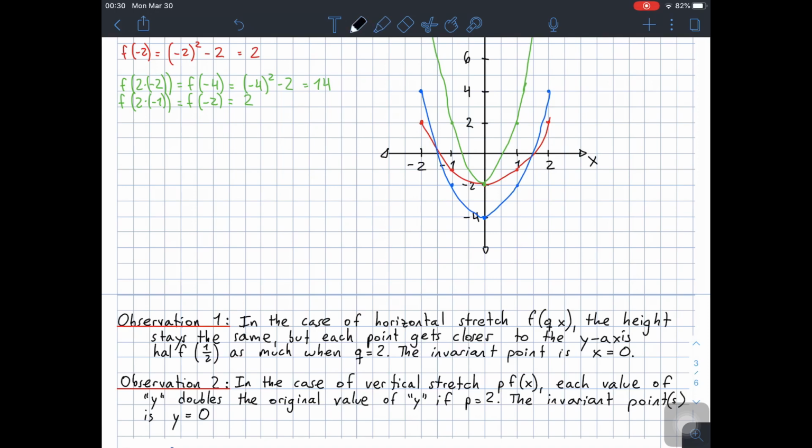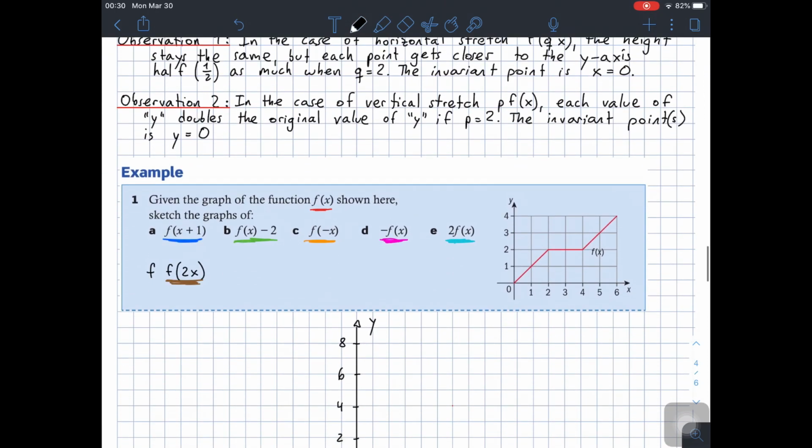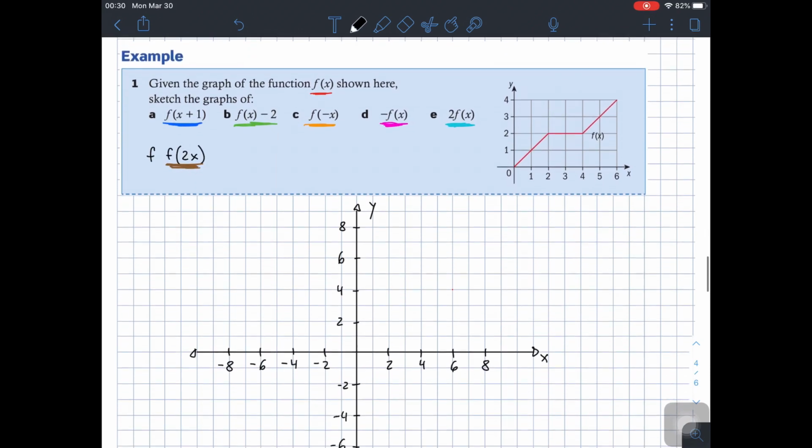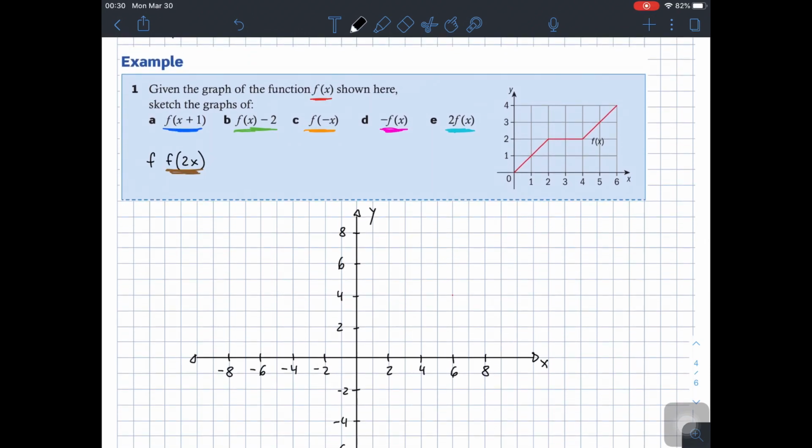Okay, now that we've seen all the different types of transformations, we're going to see one example in which we're going to see how all of the different types of transformation work, okay? So in this graph over here, we have something called a piecewise function. Why is it called a piecewise function? Because it behaves differently in each of the intervals, okay?